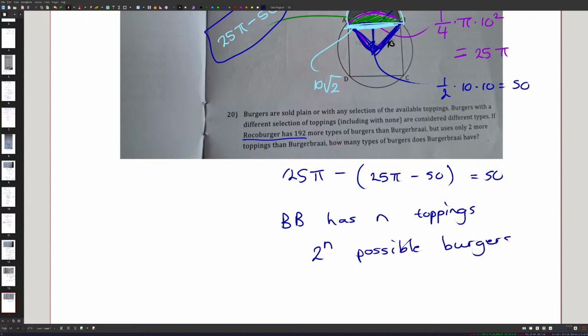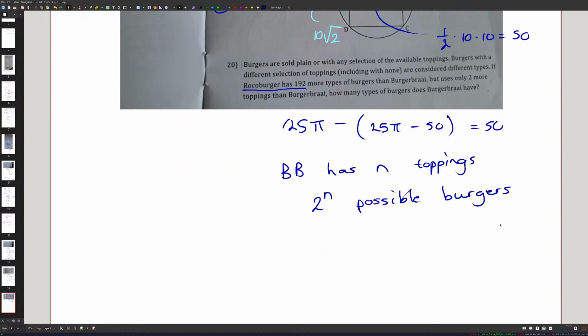And then, well, they tell us that Rocco Burger has got n plus 2 toppings, but I think you actually could have worked that out based on the other information. So I think that's actually redundant information, but cool, we'll use it anyway since we have it available. Toppings. And so we have 2 to the n plus 2 burgers. The reason I'll mention later why I think it's redundant. Burgers.